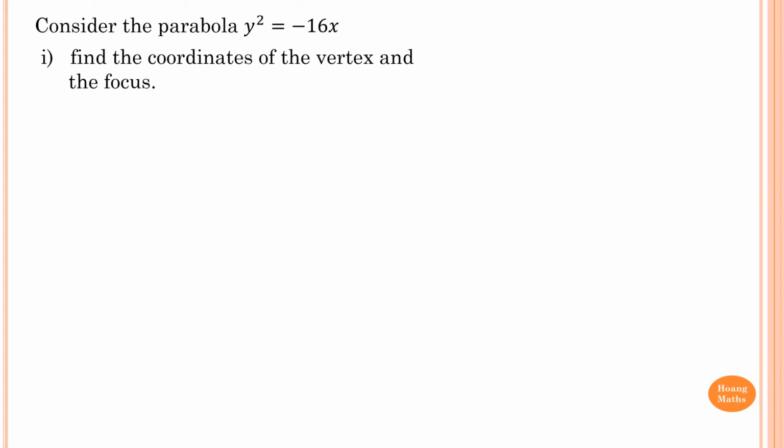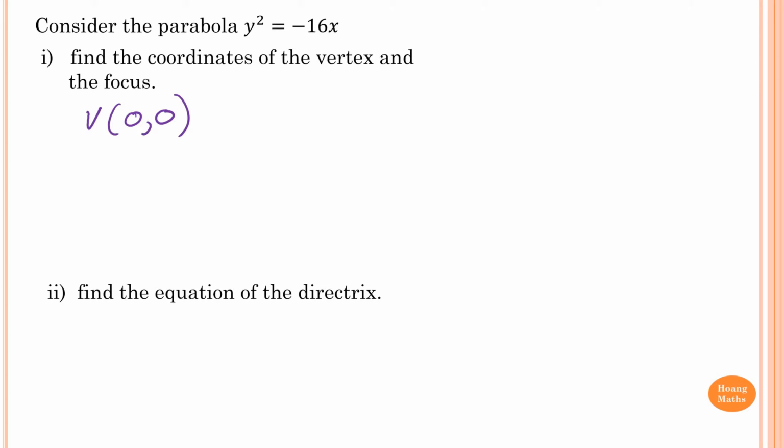Please stop the video and do this question yourself. First of all, we know that the vertex is 0, 0 because y squared equals -16x. So the vertex is 0, 0. And I just do a quick sketch so it makes it easier to answer those questions. I just draw the axis first.